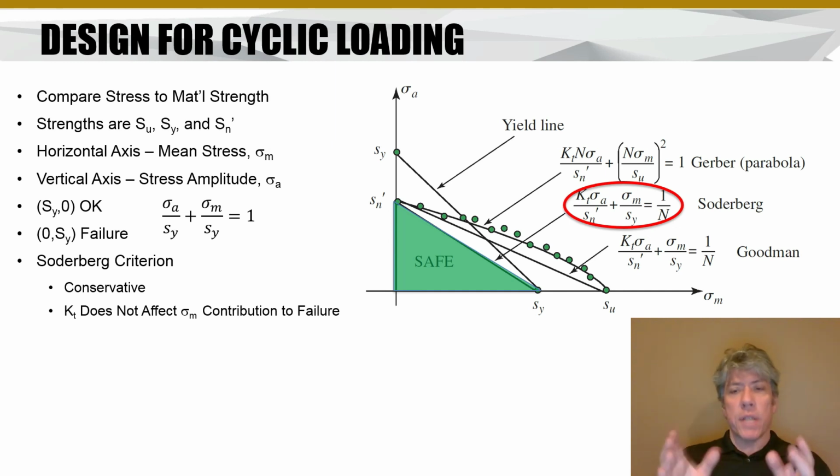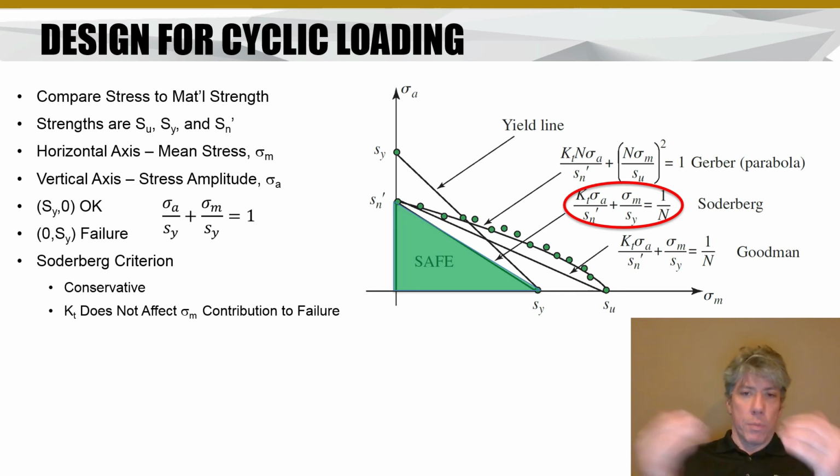Now notice we've set this equal to 1 over n. It's not just equal to 1 anymore. What's going on here? Well, the n represents a factor of safety that we might want to pull this line back from actual data to make sure that it's safe. So it's just including a factor of safety there.